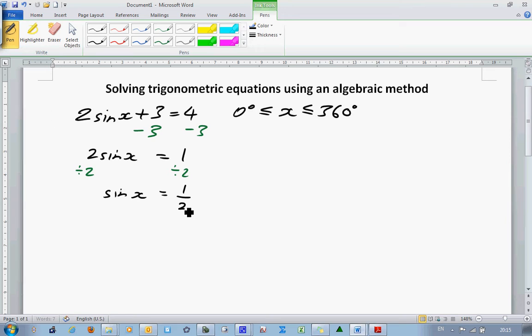This is the point now where you have to know the special angles. What angle x, so sine of something, is a half? Well, what we know is that sine of 30 degrees is a half. So in other words, one of those solutions must be x equals 30 degrees. That's called the reference angle. That's the acute angle, the angle that's in the first quadrant. Remember our unit circle.